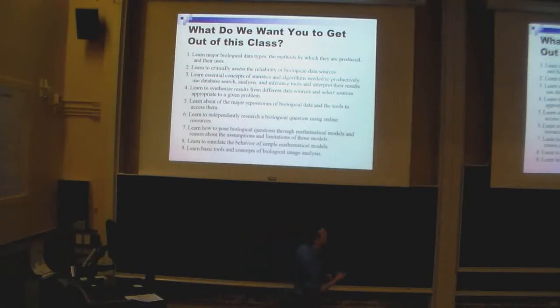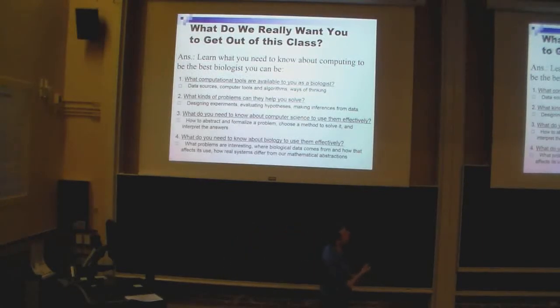But I'd like to say that really there's an unofficial course objective, and that is to teach you what you need to know about computing to be the best biologist you can be. So I know a lot of you may not have had much or any exposure to computational biology or maybe any kind of computing before, and I want to be clear about what it is that we hope you will get out of this and what we expect you to be learning as you go through the term in this class. So one of the key things, of course, is to know what computational tools are available to you as a biologist and how to use these effectively.